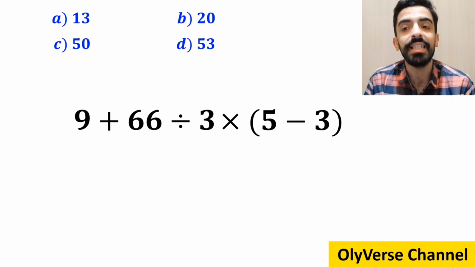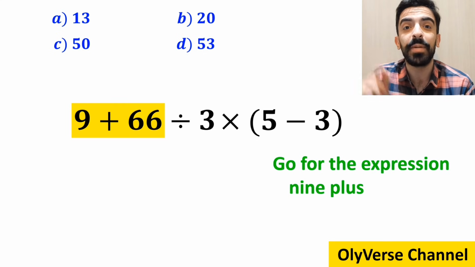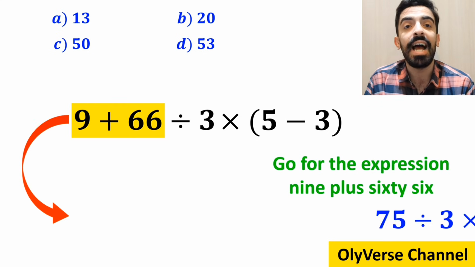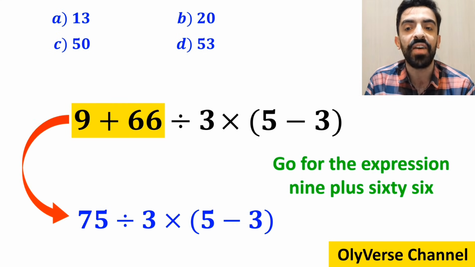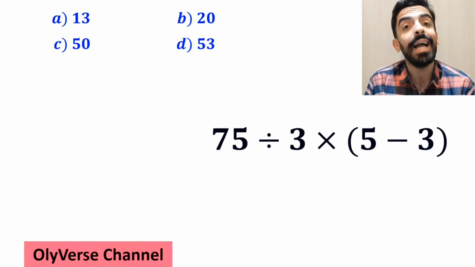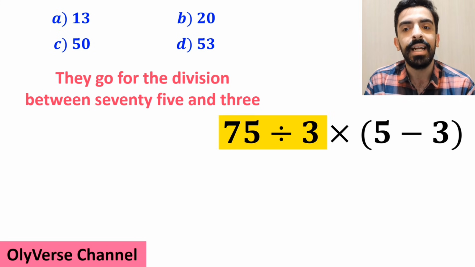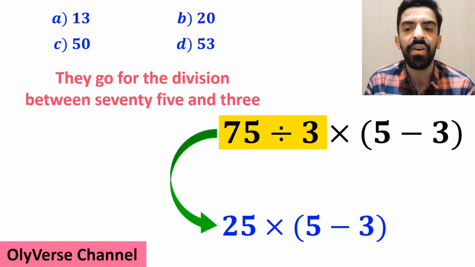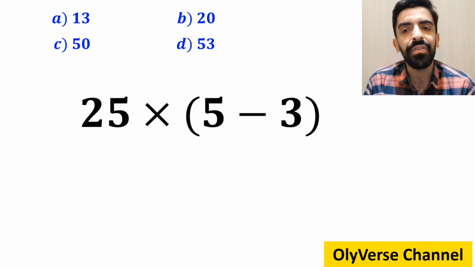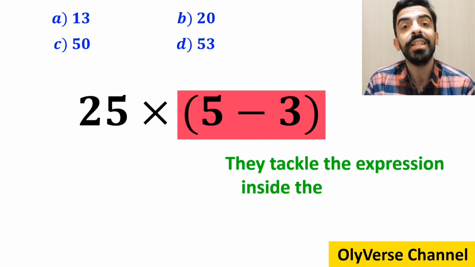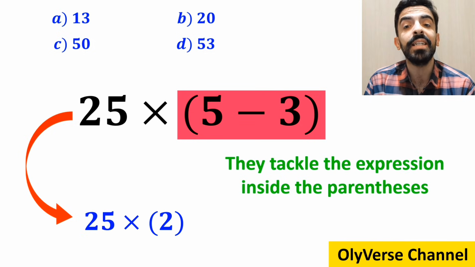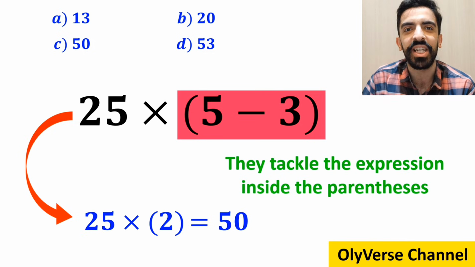Many people, when solving this question, first go for the expression 9 plus 66 and write this expression as 75 divided by 3 times 5 minus 3 inside the parentheses. And the next step, they go for the division between 75 and 3, and this expression simplifies to 25 multiplied by 5 minus 3 inside the parentheses. And the final step, they tackle the expression inside the parentheses and write it as 25 times 2, which ultimately gives them the answer 50.